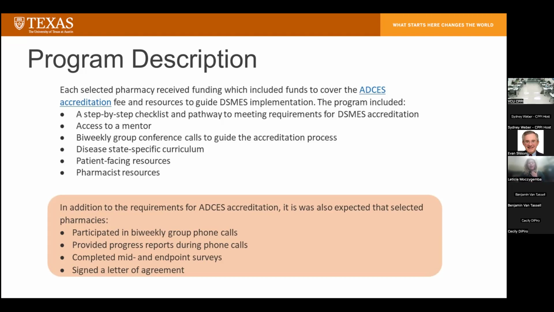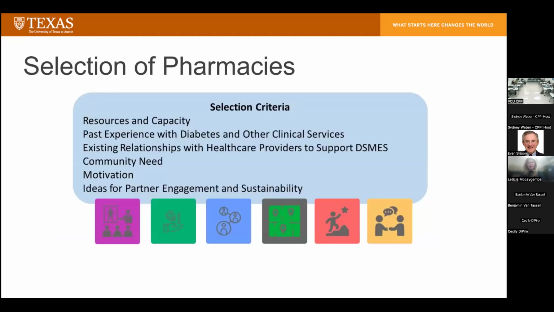We also did surveys to gauge how things were going. And then we also had pharmacists sign a letter of agreement. Now we've started doing this with all of our programs, and it's not legally binding by any means, but it is a way to have that extra layer of commitment to participating in these services.